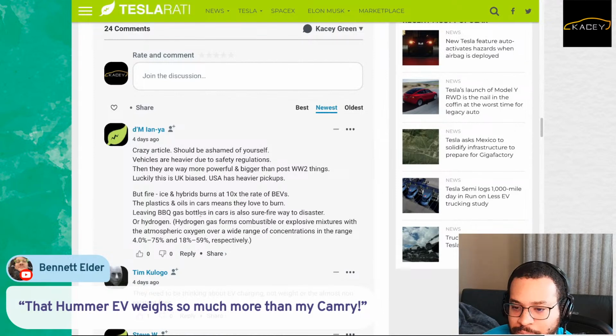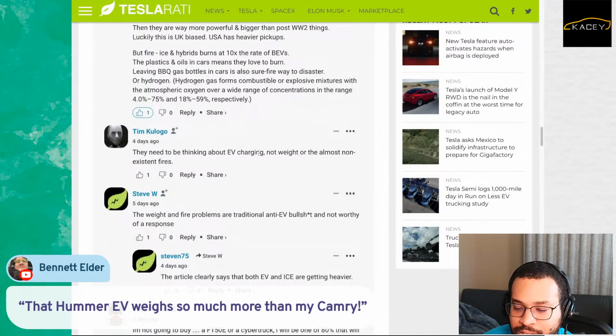Leaving BBQ gas bottles in cars is also a surefire way to disaster, or hydrogen. The hydrogen gas forms combustible or explosive mixtures with the atmospheric oxygen, over a wide range of concentrations in the range of 4 to, I didn't realize it was so big, and 18 to 59% respectively.